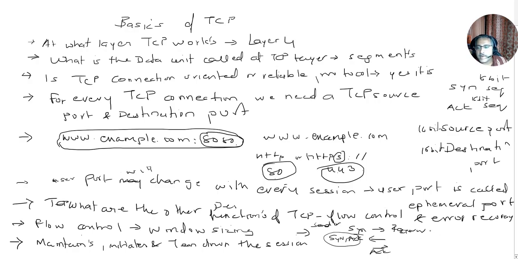Then it will maintain the session. How does it maintain the session? Using flow control, again using SYN and acknowledgement, and then it tears down the session. So how does it tear down the session? It tears down the session by using a graceful finish, a FIN packet, or an abrupt reset packet. Correct?